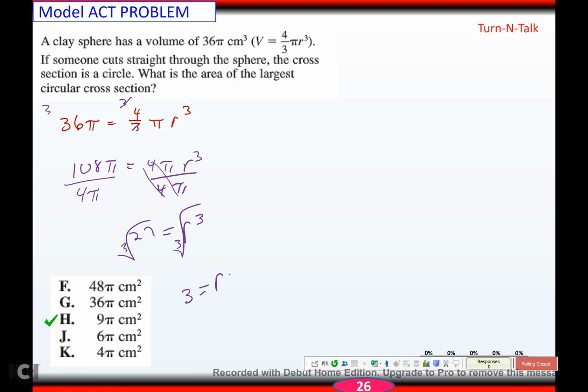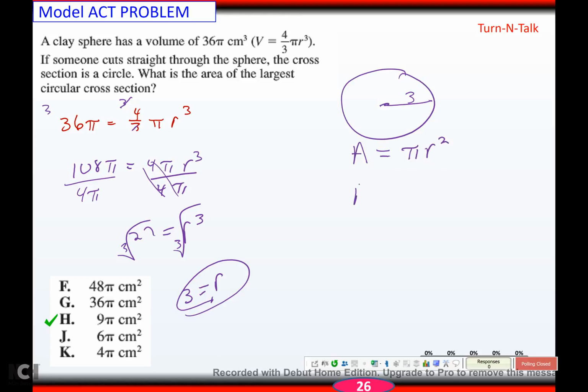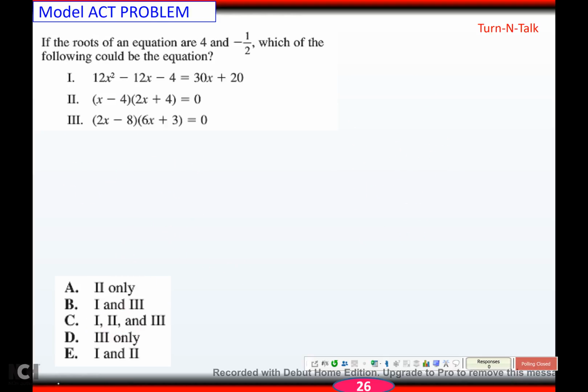So now that I know r equals 3 and my circle is going to have the same radius because I cut it from the sphere, and they want to know the area of the largest circular cross section, well, area is pi r squared. So that's going to give me an area of pi times 3 squared, which gives me an area of 9 pi. Yeah? Alright, try this one, hit pause, come back when you're ready.